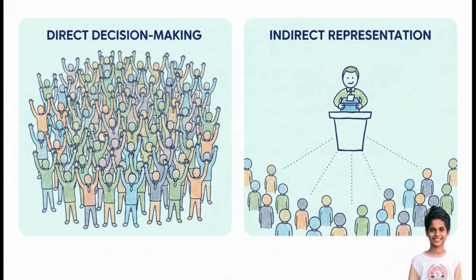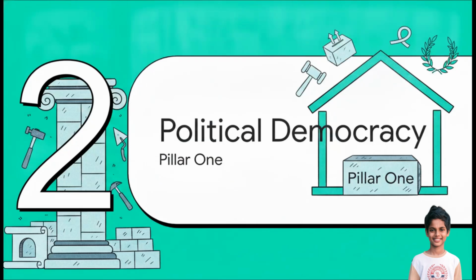So that's exactly why we have the second type, indirect democracy. This is the system we use in India. We vote for elected representatives, and they make the decisions on our behalf. But the big takeaway here is that in both systems, the supreme power still lies with the people. Democracy is, at its core, the rule of the common people. Moving on to Section 2, India's political democracy.